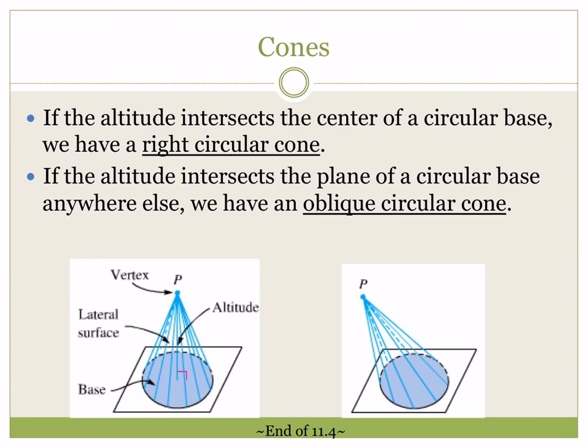We can do the same thing we did before. If the altitude comes down from the vertex at the very center of the bottom shape, it's forming a right angle there, then we have a right cone. If it's a circle on the bottom, right circular cone. If it is tilted or slanted, the altitude intersects somewhere else, it would be an oblique circular cone.